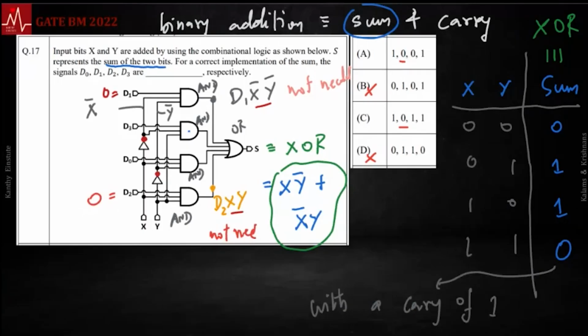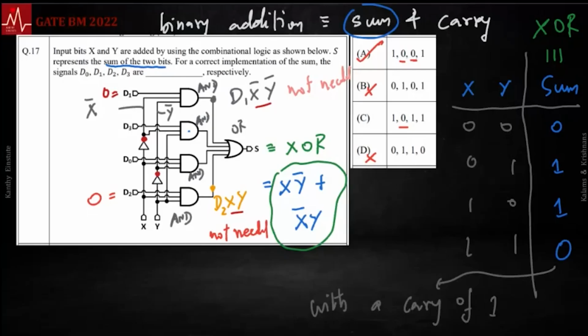At this stage, we can answer. Your D2 has to be 0. That makes option A correct. D0 corresponds to x bar y. What is left here is x bar y, and then D3 corresponds to x y bar. We need both those terms. So D0 and D3 cannot be 0. We cannot set that to 0.